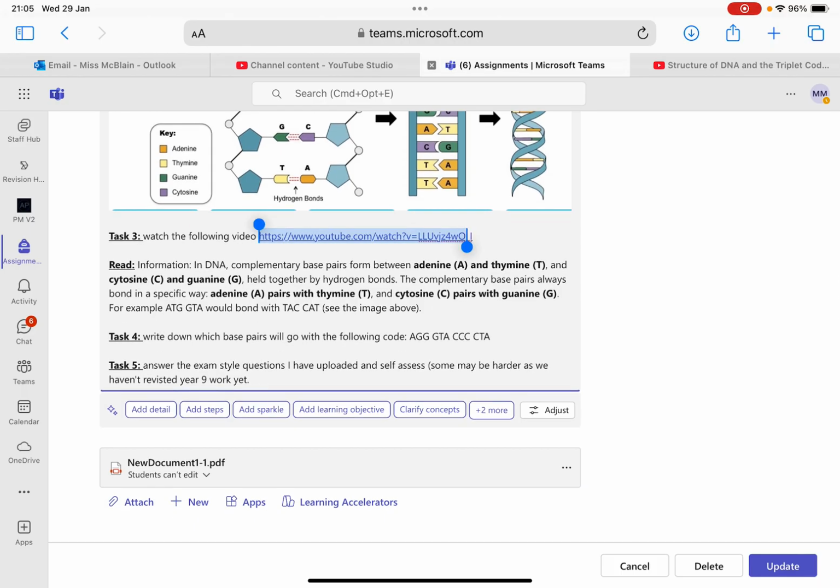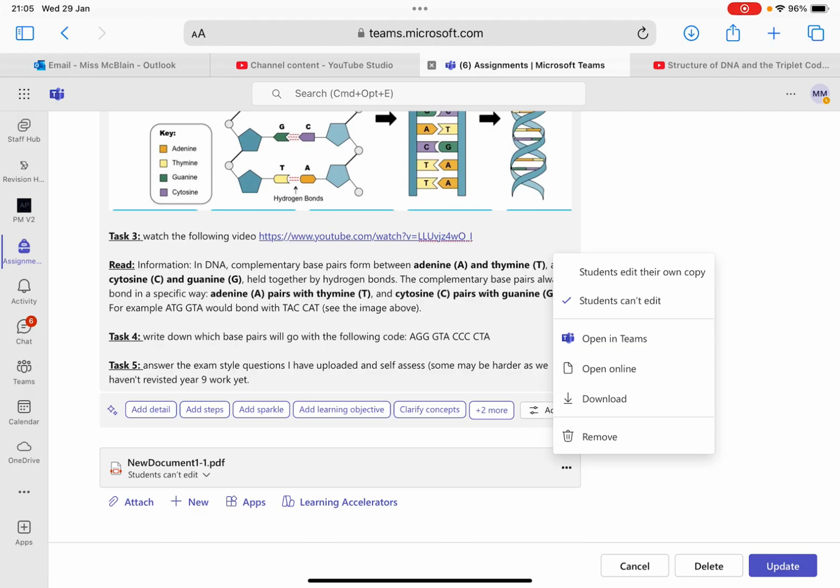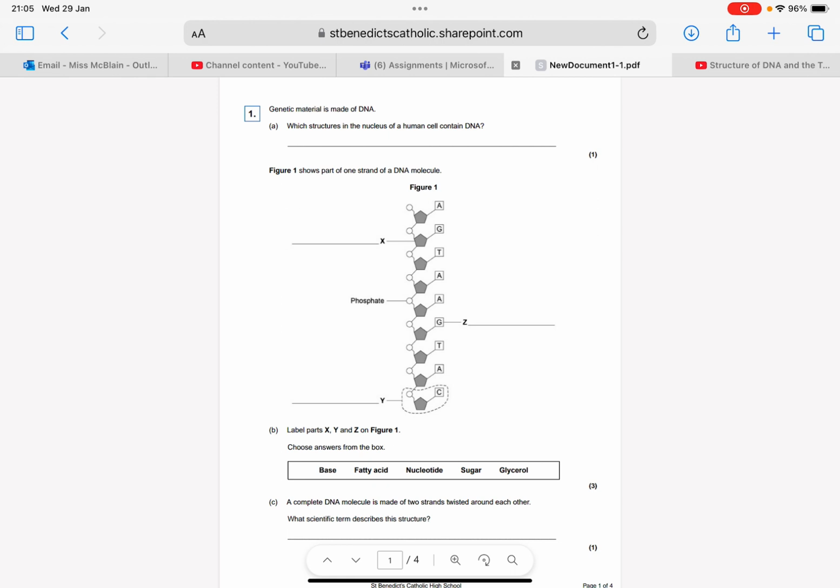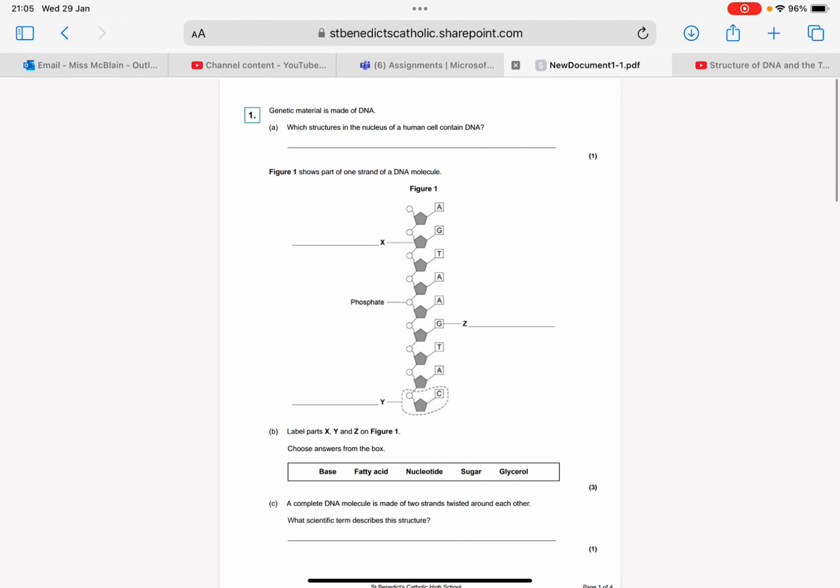So the next task are some exam style questions. I'll read them out, you can write the answers, and then I'll give you the answers afterwards. So we'll try and load this up, and then we're almost done. So the first question is a picture. I'll just describe it for you. Question 1A, which structures in the nucleus of a human cell contain DNA?